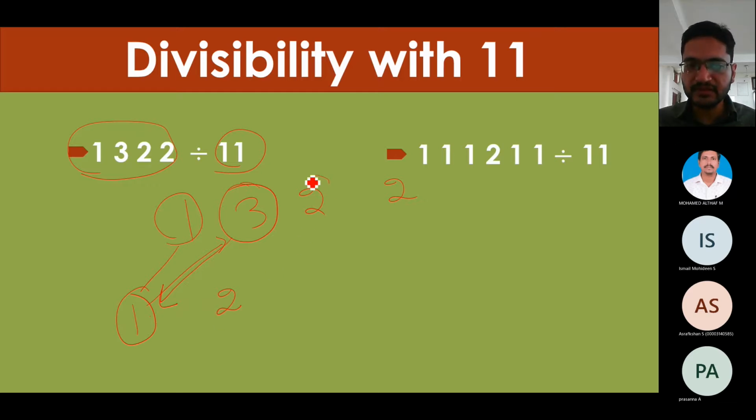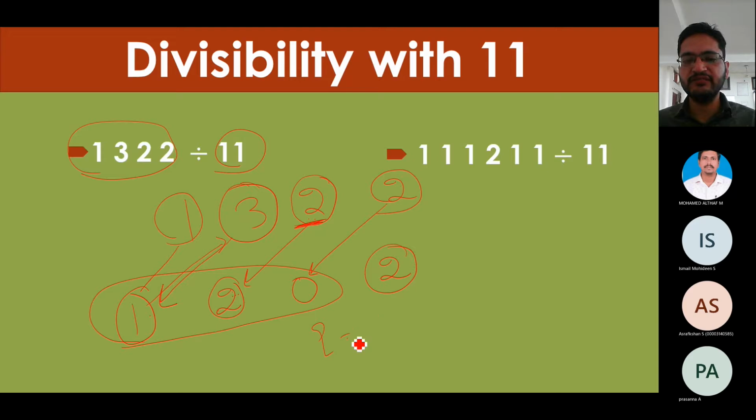In the next step, I will subtract 2 from this number. So 2 minus 2, that is 0. Now I will subtract 0 from this number. So 2 minus 0, that is 2. So when we divide 1322 by 11, this will be the quotient and this will be the remainder. So the quotient is 120 and the remainder is 2.